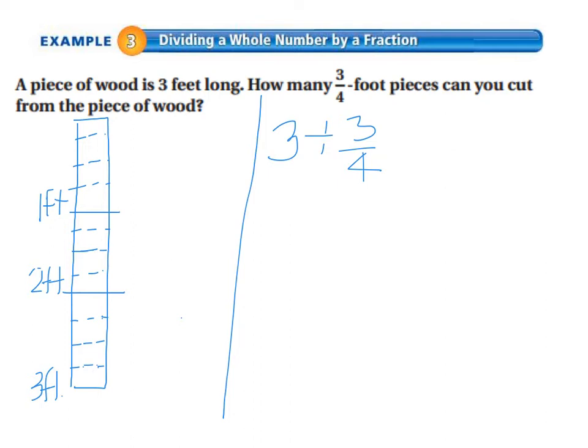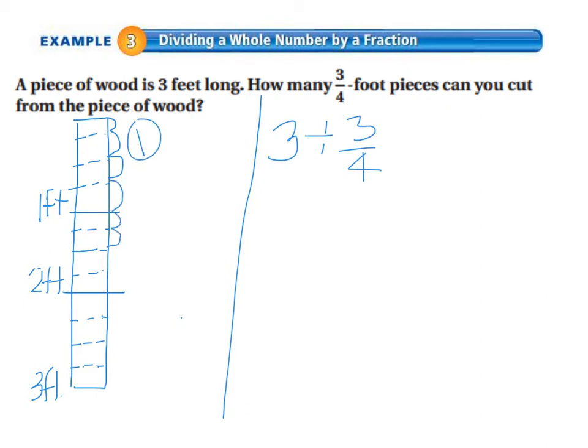So I've drawn this piece of wood that is 3 feet long, and I've marked it off into each 1/4 of a foot. Those are the dashed lines. And now I'm asking myself, how many 3/4 foot pieces can I cut from this piece of wood? So I'm going to count 3/4. 1, 2, 3/4, that's 1 piece.